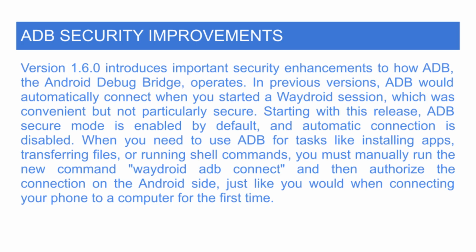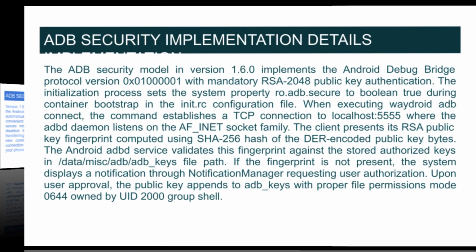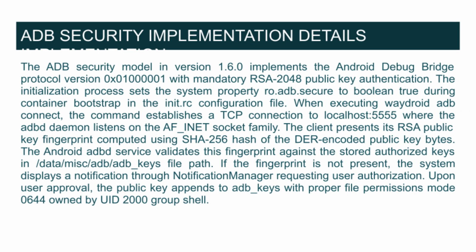Let's move on to another significant change that affects how you interact with Waydroid on a daily basis. This one is about security and control. In previous versions, when you started a Waydroid session, ADB, which stands for Android Debug Bridge, would automatically connect. ADB is the tool that lets you install apps, transfer files, run shell commands, and generally tinker with your Android environment. Having it auto connect was convenient, but it wasn't particularly secure. Starting with version 1.6.0, ADB secure mode is toggled on by default and the auto connect behavior is gone.